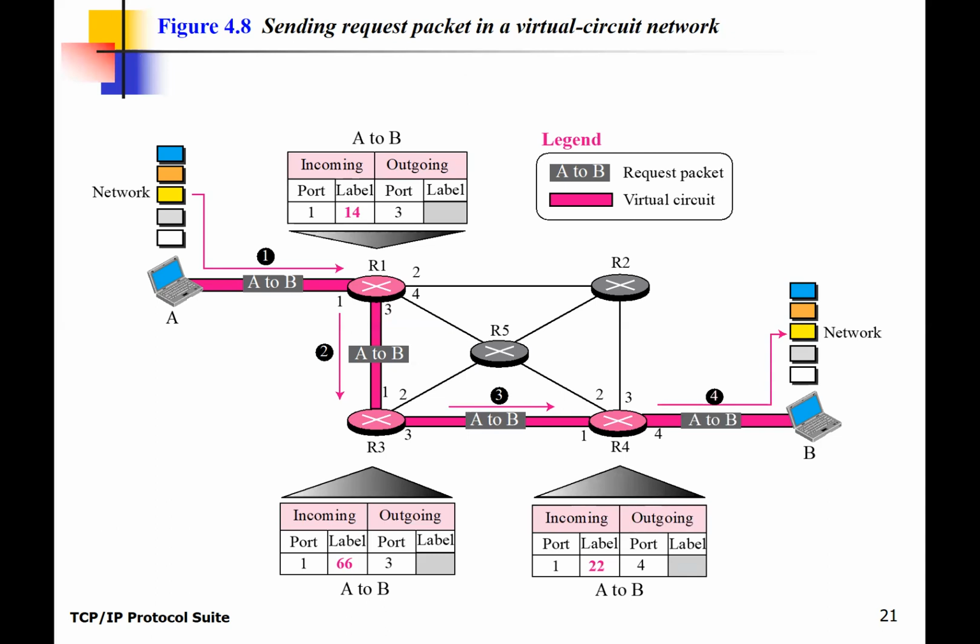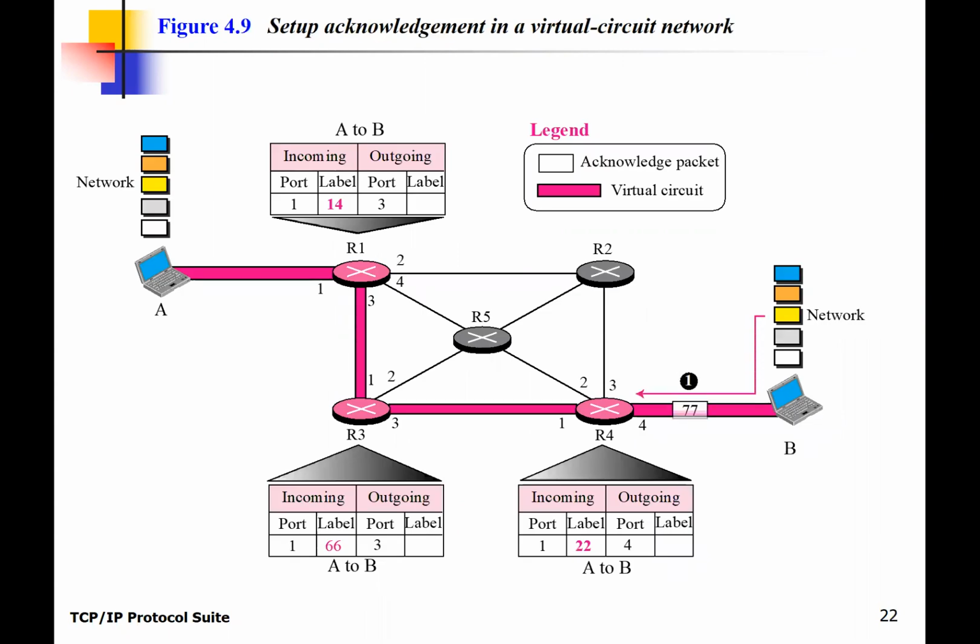Okay, so now the destination will go in reverse to finish the tables. The destination will say, now anything coming through me, I will give it label 77. Then what's going to happen here? I will add the 77 to the label there. Then the message is going to go back, and remember, because I already have it here, I will add 22 there.